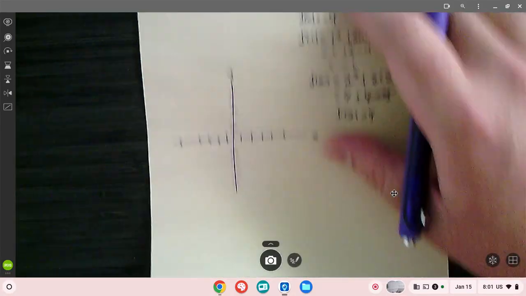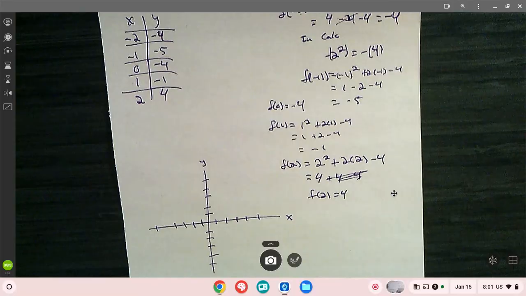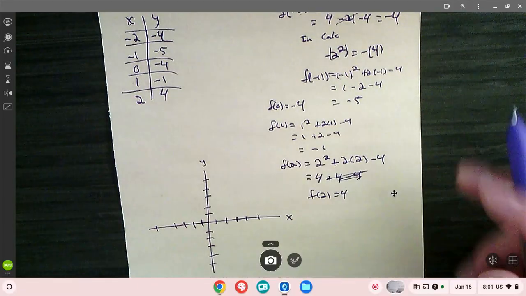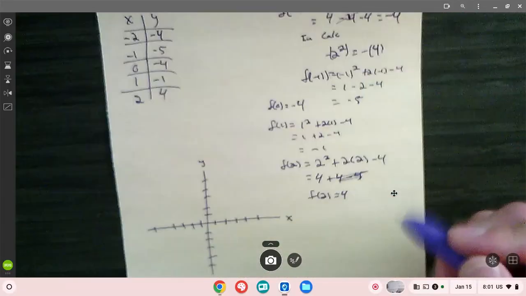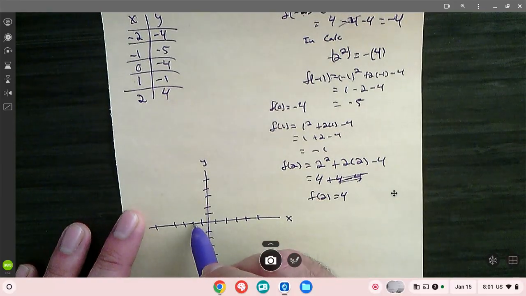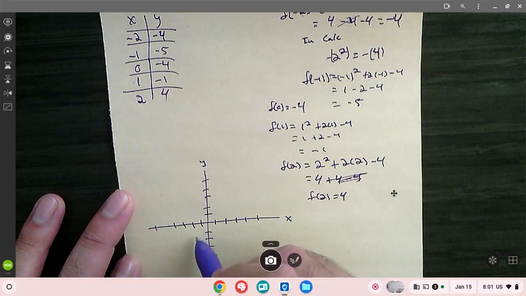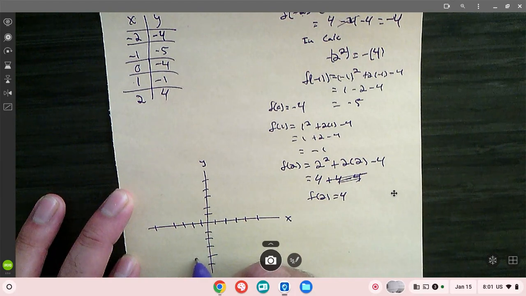Now I have all of my points. Right here I have an x and a y, so I have my points that I can graph. For my first one, I have -2, -4. So I'm going to count left 2, so that's right here. And then I have to go down 4: 1, 2, 3, 4. So that would be about right here.